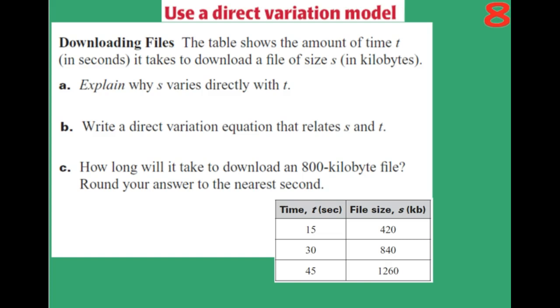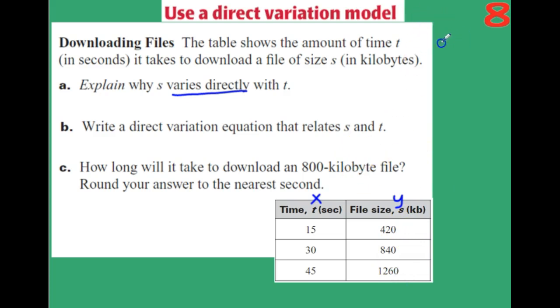Our last problem, I believe this is on your homework as well. Use a direct variation model. The table shows the amount of time, t, in seconds, it takes to download a file size s in kilobytes. Explain why s varies directly with t. So, right now, we know it is varying directly. Explain why it does. Reminder, this is just an XY table. They just use the letters t and s instead.